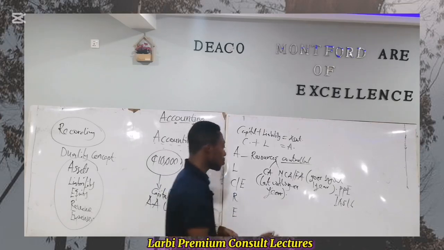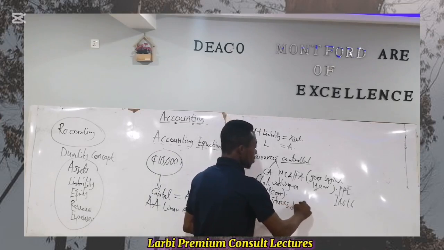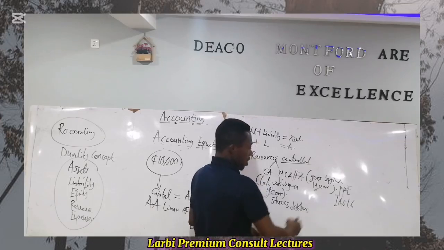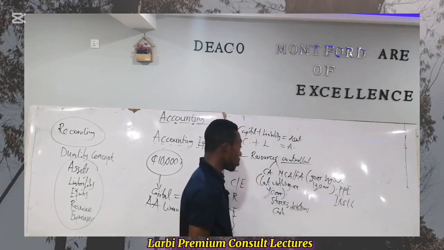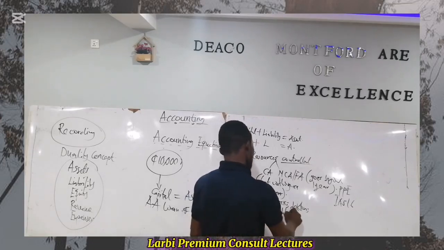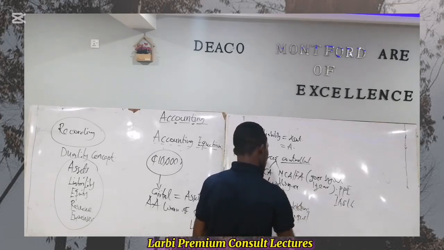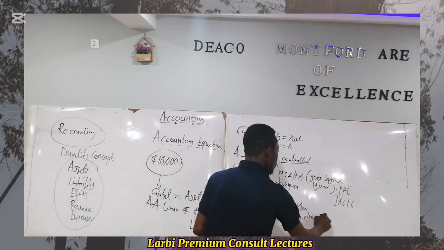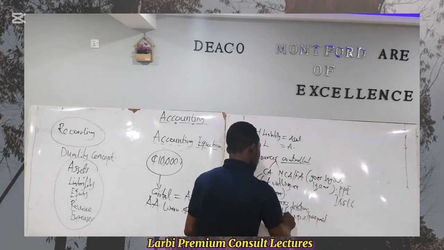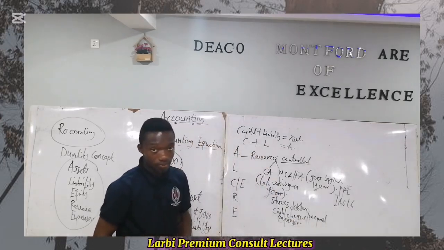What are some of the examples? We can talk about stocks. We can talk about debtors. We can talk about cash. The cash itself is also a current asset. We can talk about cash or cheque, or bank. Most of the time we refer to that. And then we can also talk about prepaid expenses. We will explain all these issues as we move along.